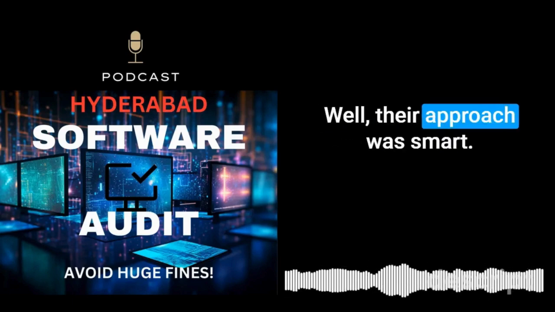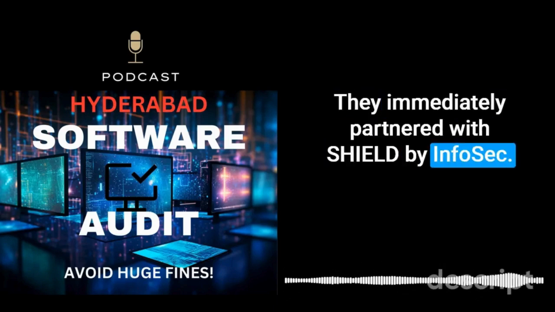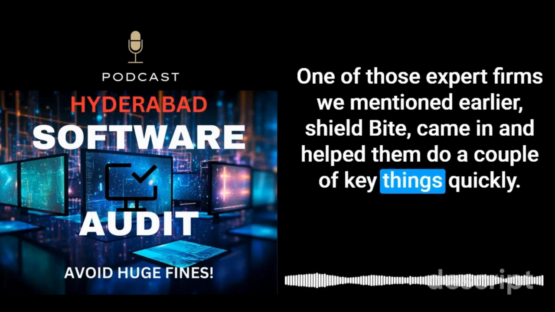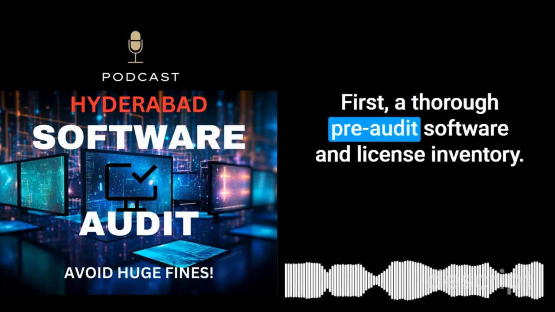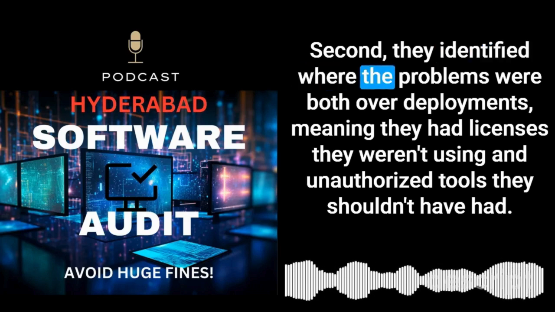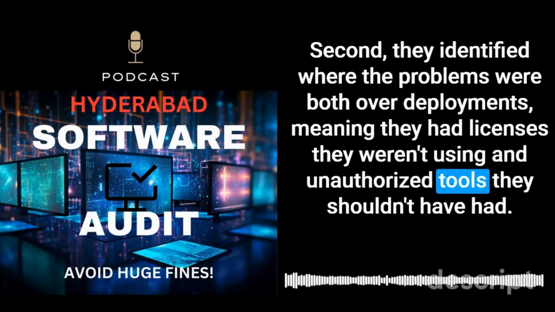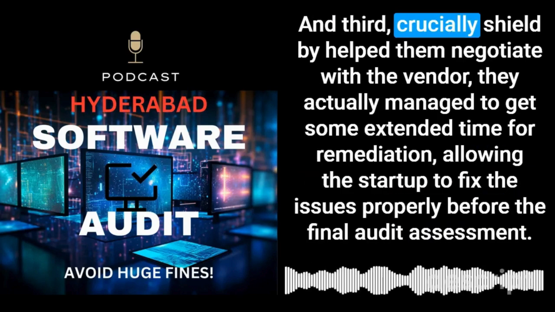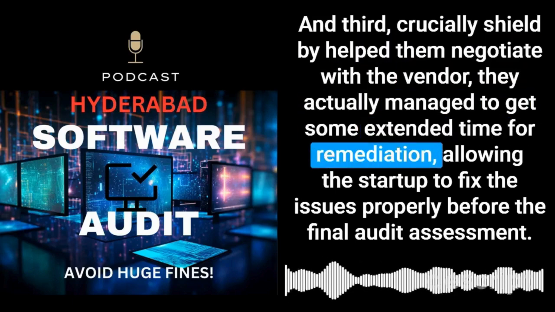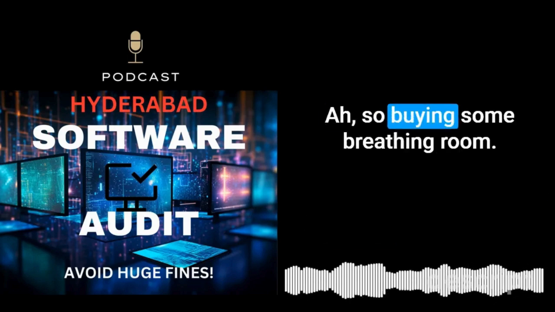Okay, so a tricky spot. What did they do? Well, their approach was smart. They didn't try to handle it alone. They immediately partnered with ShieldByte InfoSec, one of those expert firms we mentioned earlier. ShieldByte came in and helped them do a couple of key things quickly. First, a thorough pre-audit software and license inventory. Get the facts straight. Second, they identified where the problems were, both over deployments, meaning they had licenses they weren't using, and unauthorized tools they shouldn't have had. And third, crucially, ShieldByte helped them negotiate with the vendor. They actually managed to get some extended time for remediation, allowing the startup to fix the issues properly before the final audit assessment. So buying some breathing room.